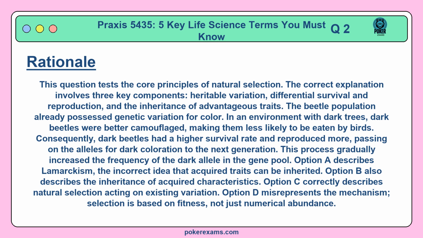Consequently, dark beetles had a higher survival rate and reproduced more, passing on the alleles for dark coloration to the next generation. This process gradually increased the frequency of the dark allele in the gene pool. Option A describes Lamarckism, the incorrect idea that acquired traits can be inherited. Option B also describes the inheritance of acquired characteristics. Option C correctly describes natural selection acting on existing variation. Option D misrepresents the mechanism. Selection is based on fitness, not just numerical abundance.